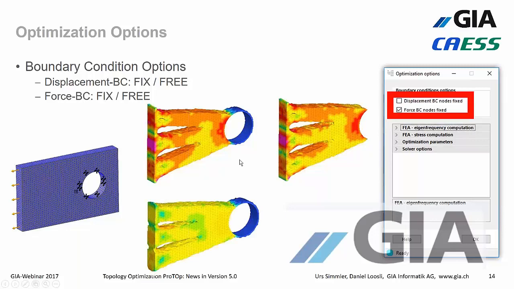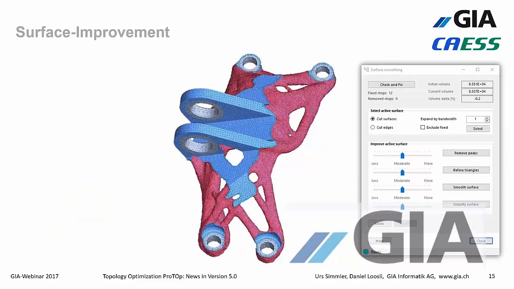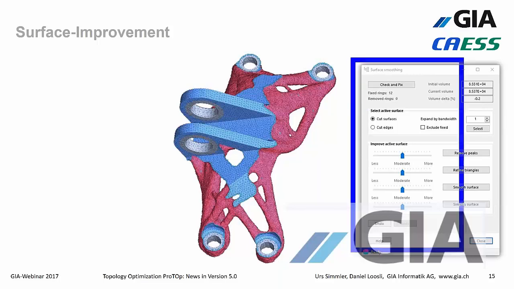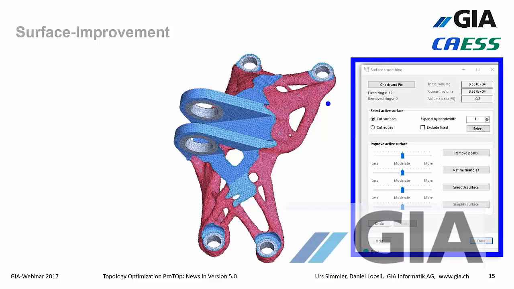In the next one it's possible to take away the load region, and the next combination of this checkbox means both regions can be taken away. So you get much more flexibility in optimizing your boundary or loaded regions. Okay, we'll see later on that the smoothing of the surface is now much easier.